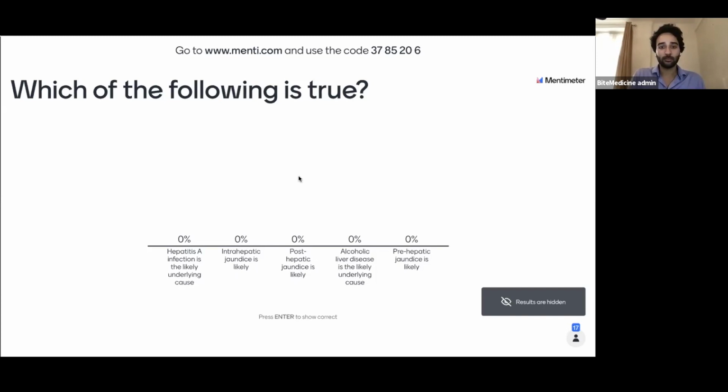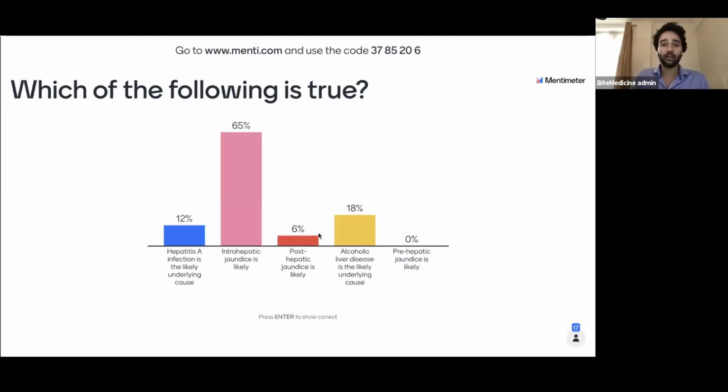Okay, so let's see what you guys think. The majority of you are saying intrahepatic jaundice is likely, and I would agree with all of you. So this is one thing that we're going to be talking about: how we differentiate pre, intra, and post-hepatic jaundice, and also, of course, the physiology underlying it.